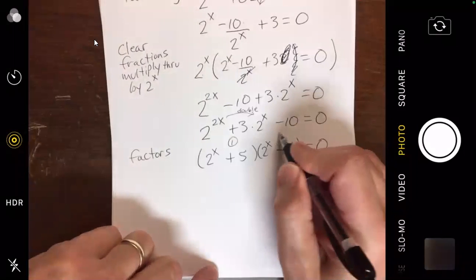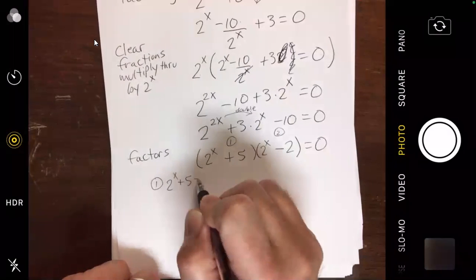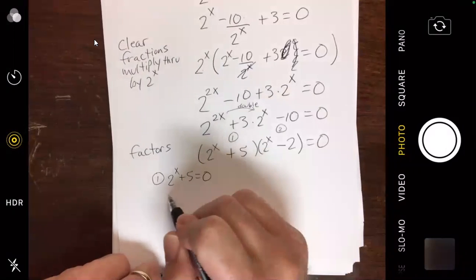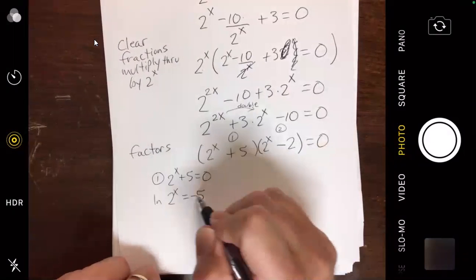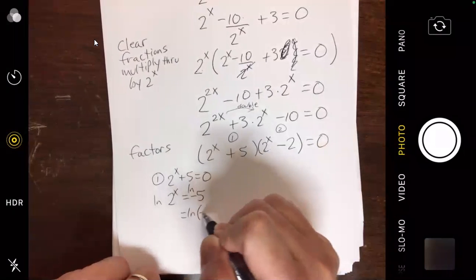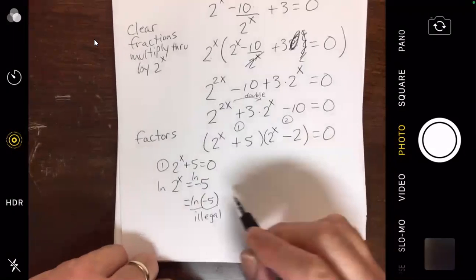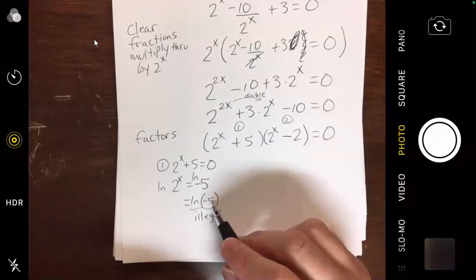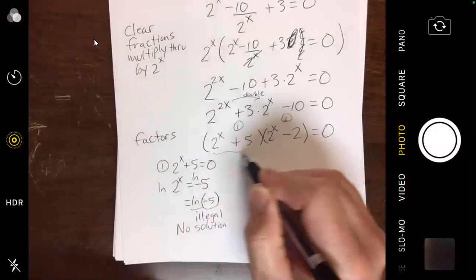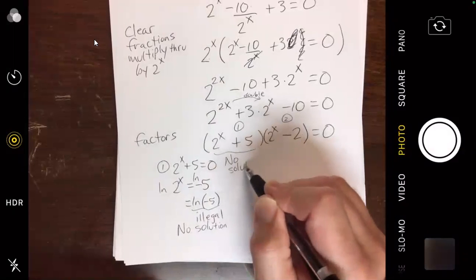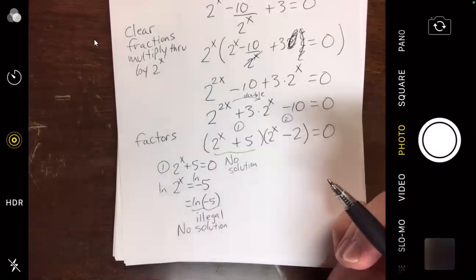You want to call this factor 1, factor 2. Factor 1: 2 to the x plus 5 equals 0. 2 to the x equals negative 5. You can do your log on both sides, but you're going to see you're going to have a problem. This is illegal. Hope we've gotten that across. You cannot put negative numbers into logs. So there is no solution. 2 to the x will never equal negative 5. There's no x value for which that'll happen.